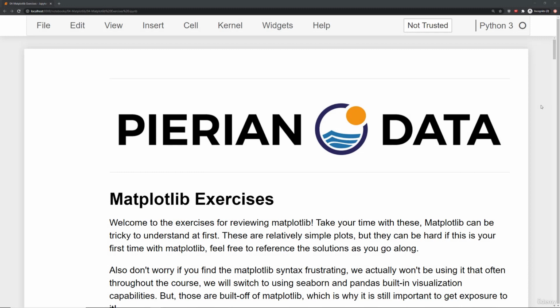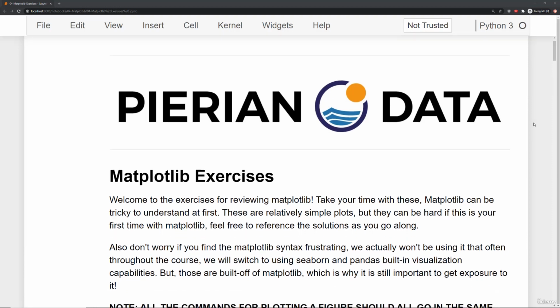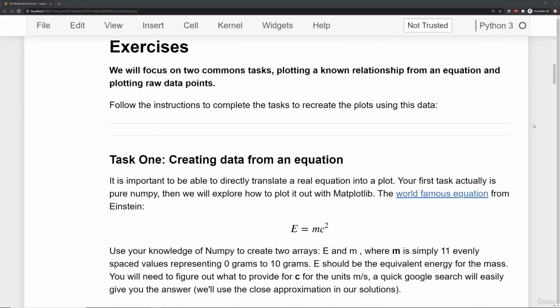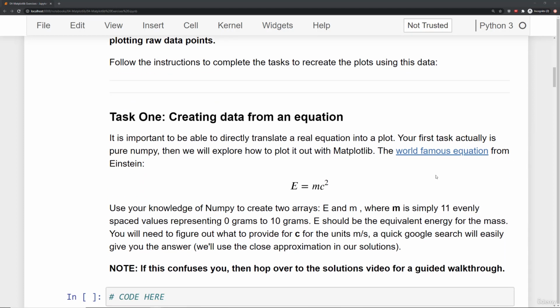Okay, so here I am at the Matplotlib exercise notebook. Recall that at the start of this section on Matplotlib, we discussed that there's two main things we want you to be able to do. The first one is to create a plot from data from an equation. For example, we know the world famous equation E equals mc squared, but what would this actually look like if we plotted it out for some values of m?